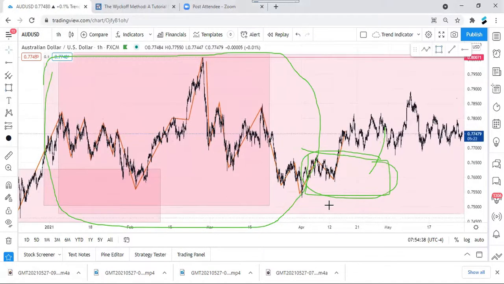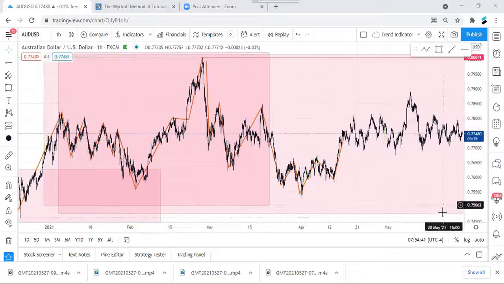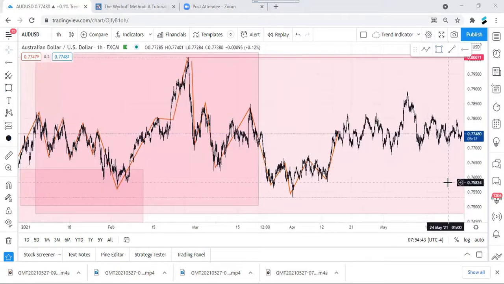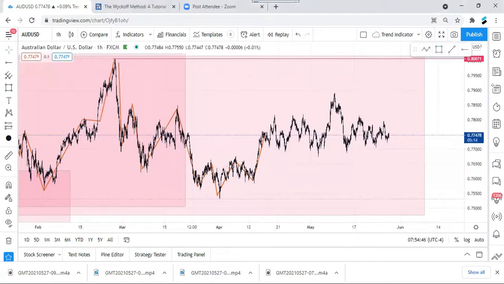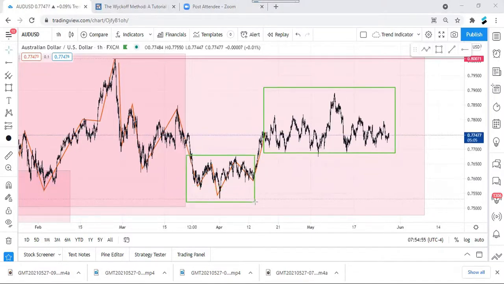Okay. After we have seen these two patterns, now we move to the right. What do we have on the right? We see another distribution. In other words, this is a distribution. This is accumulation. And we see a bigger distribution on the left. So there are three patterns inside here. Can you see now? Okay. So now we see there is a distribution.